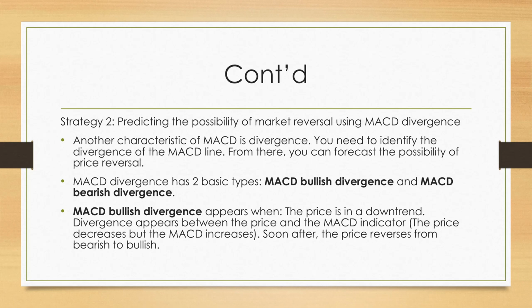But when we look at the MACD divergence, there are two basic types of divergence. The bullish divergence and the bearish divergence. We know what bull is talking about here, and we have the bearish in terms of direction. The bullish divergence appears when the price is in a downward trend, and divergence appears between the price and the MACD indicator. Here's what's happening then. The price decreases, but the MACD increases. Soon after, the price reverses from bearish to bullish. Let's explain.